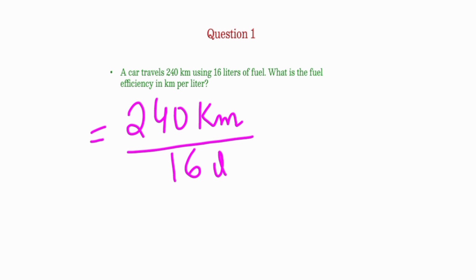Now it will give us the value for the car travels in kilometers per liter, like how much the car will travel in kilometers for each liter. If we do 240 divided by 16, that will give us 15. So the answer is 15 kilometers per liter. So the car will show an efficiency of 15 kilometers per liter. Now just move on to the next question.